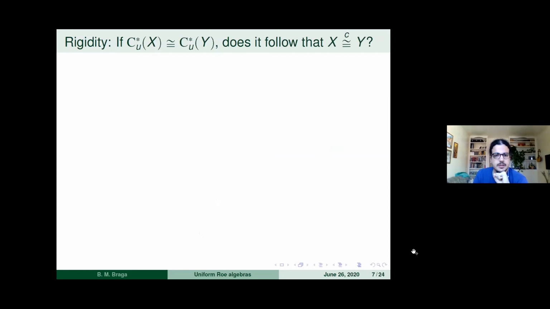Okay, now rigidity questions. As I mentioned in the beginning, the questions I am more interested in are the relation between the geometry and the algebras. So one of the questions here is what is called rigidity: if you have an isomorphism between those algebras, does it follow that the spaces are coarsely equivalent to each other? Or even does it follow that the spaces are bijectively coarsely equivalent to each other? So what do we know about that?